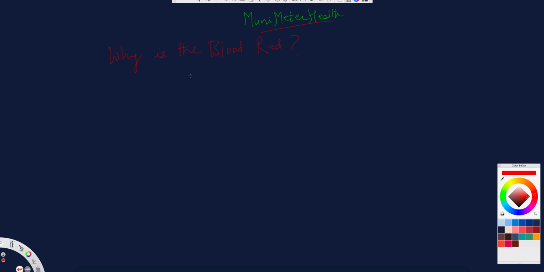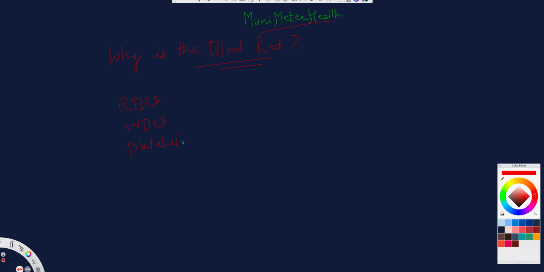We are going to talk about very briefly, why is the blood red? So today we're going to talk about that. Let's see, the blood is composed of red cells, white cells, WBCs, and platelets.